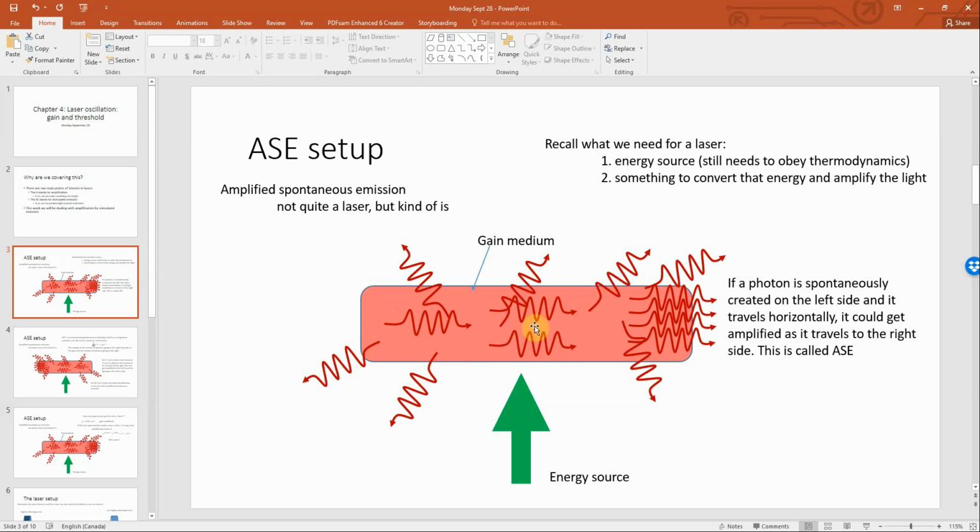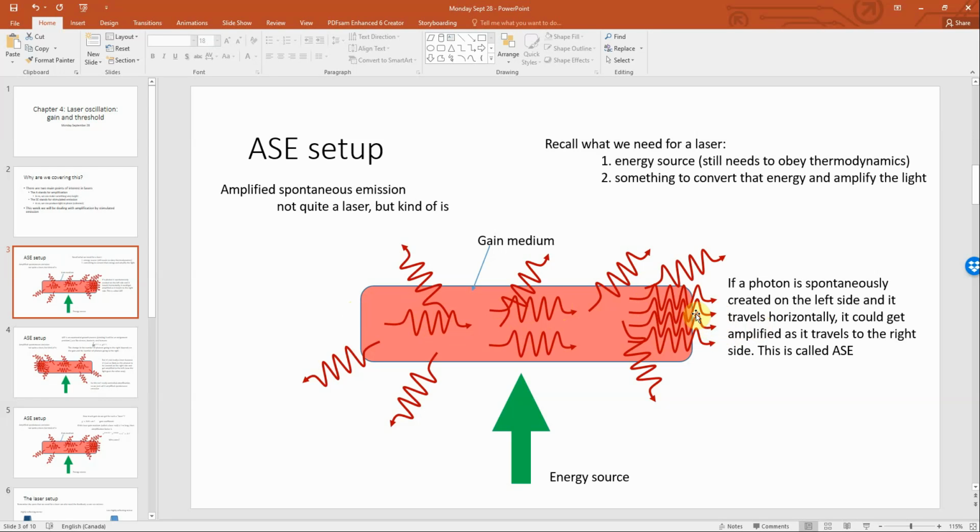So now it's hit this atom in this excited state, and so now it's going to release a photon of the same energy and phase, and then that photon is going to continue along this gain medium, and there's going to be more photons. This photon is going to hit some other atom that's going to release a photon, and this photon is going to hit another atom and release another photon. So we're going to get this amplification off to the right. Because it started on the far left side, it gets amplified as it goes to the right. And so this is called ASE, it's amplified spontaneous emission.